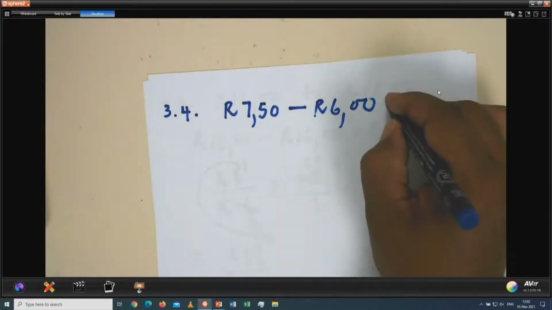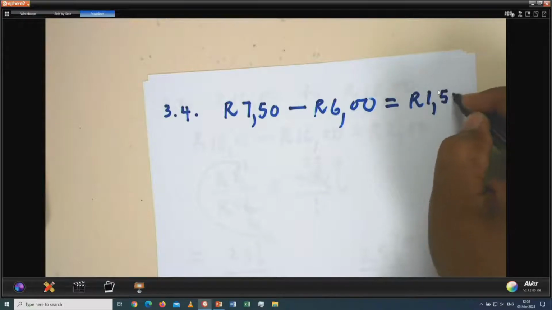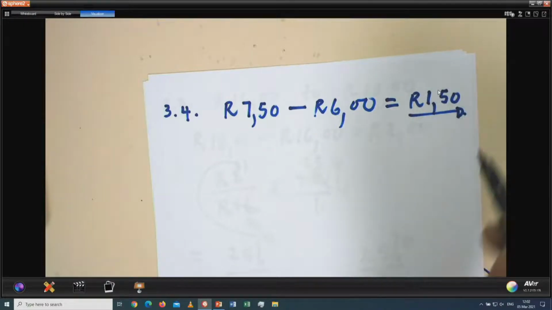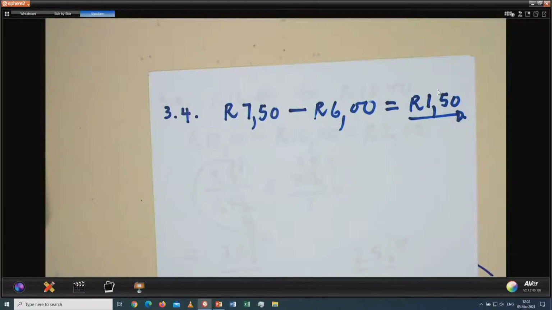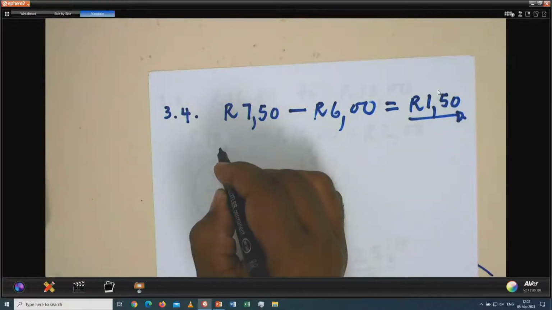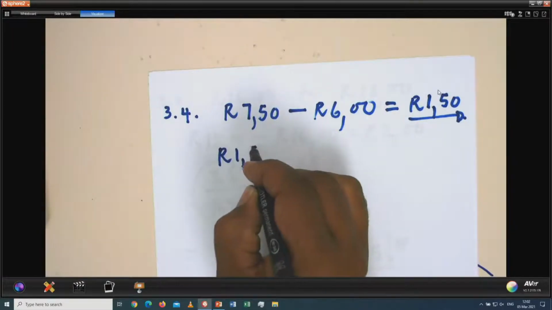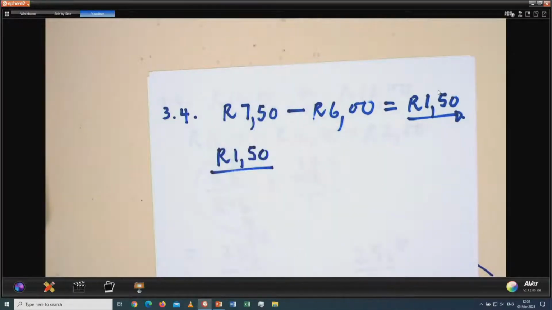Then most definitely our answer will be 1 Rand 50 cents. This will be the increased amount from 6 Rand to 7 Rand 50. And now, how do we calculate the percentage increase? We said we take the difference, that is 1 Rand 50 cents, and then we divide it by the original amount.